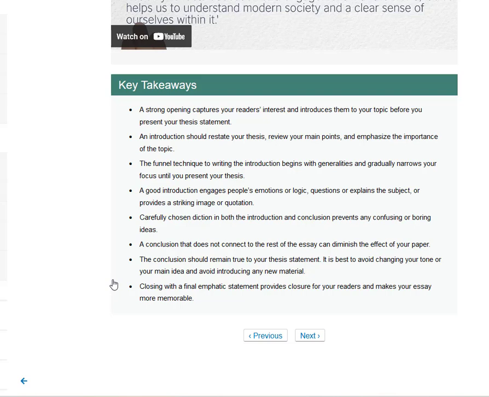A conclusion that does not connect to the rest of the essay can diminish the effect of your paper. The conclusion should remain true to your thesis statement. It is best to avoid changing your tone or your main idea, and avoid introducing any new material in your conclusion. Closing with a final, emphatic statement provides closure for your readers and makes your essay more memorable.